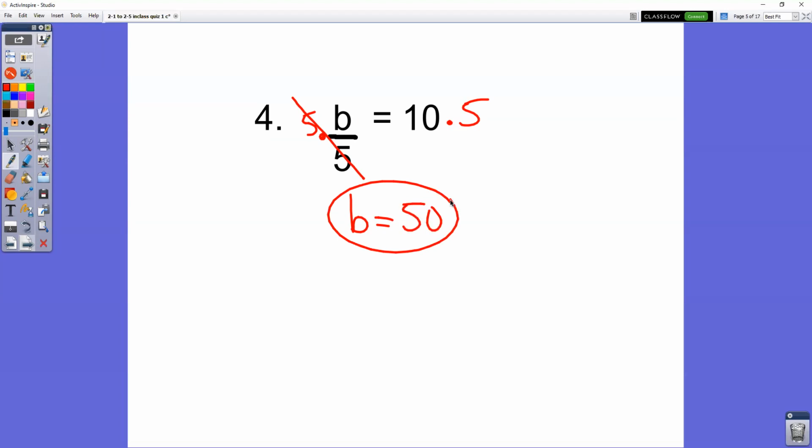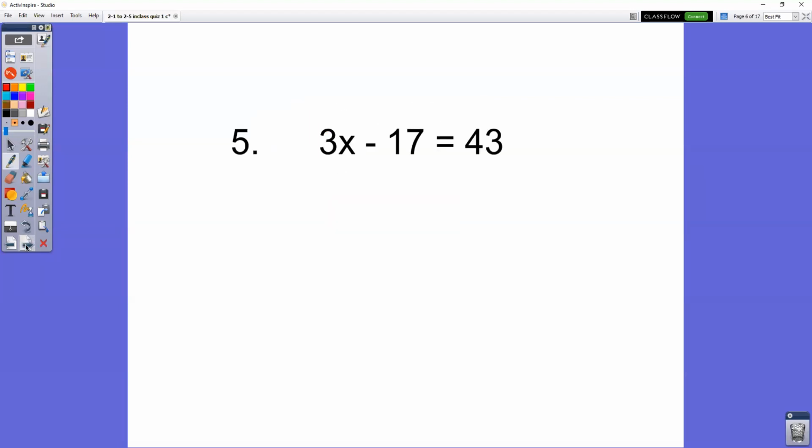So those are all one-step equations, right? In the one-step equations, you just want to do the opposite operation. If it was an adding question, you want to subtract. If it was a subtracting question, you want to add. Multiplying question, you want to divide, and a dividing question, you want to multiply. Moving on to two-step equations.